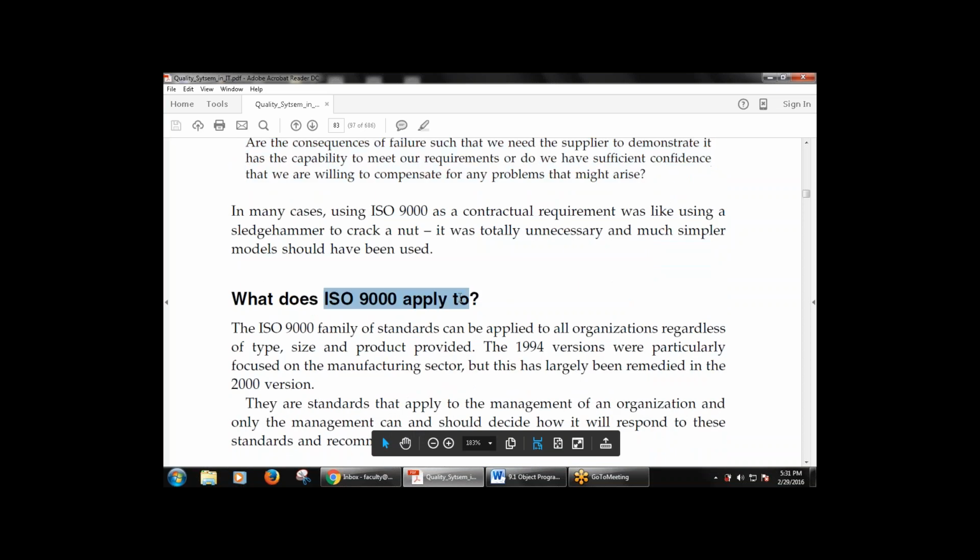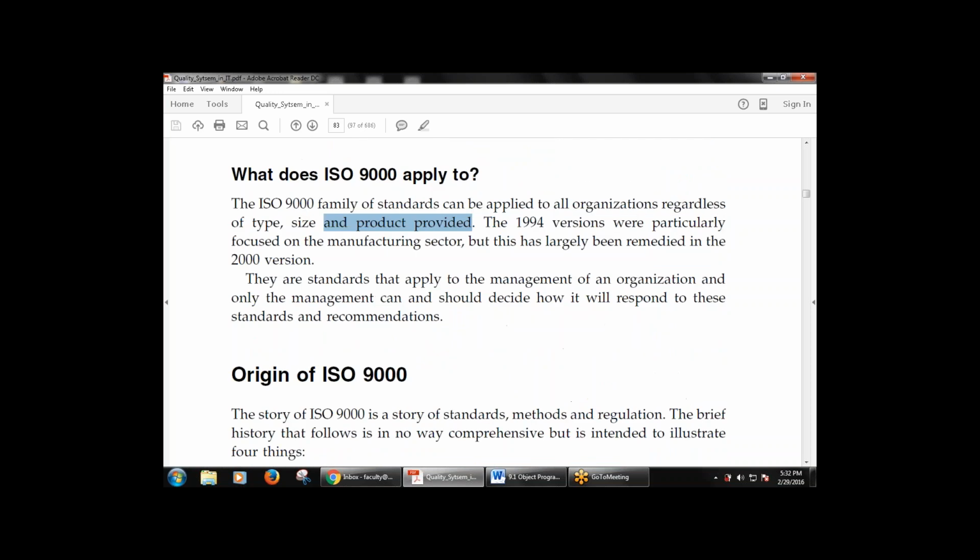Now, what does ISO 9000 apply to? The ISO family of standards can be applied to organizations regardless of the type, size, and the product provided. They are standards that apply to the management of an organization, and they respond to the assessment of how to use these standards and their recommendations.